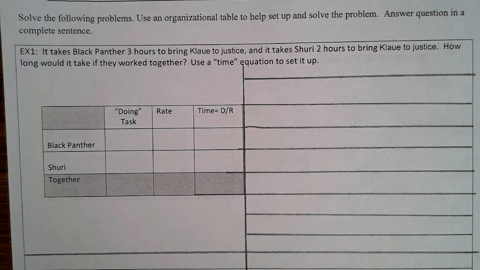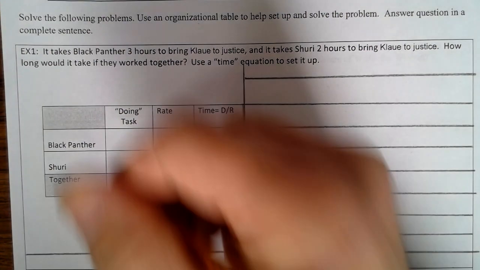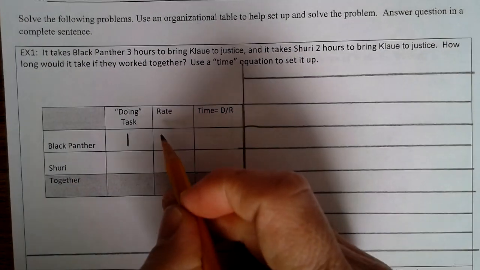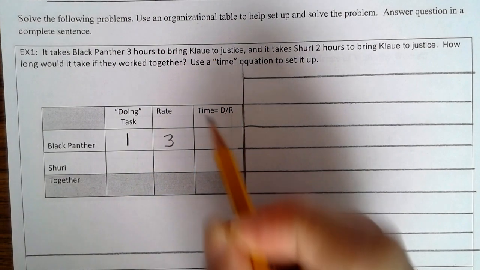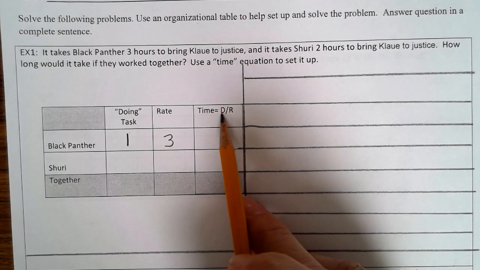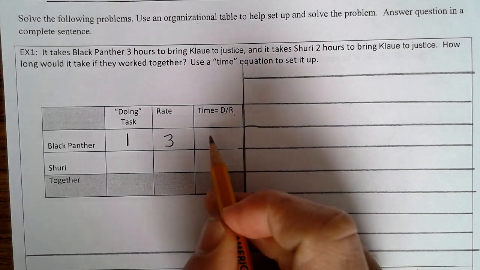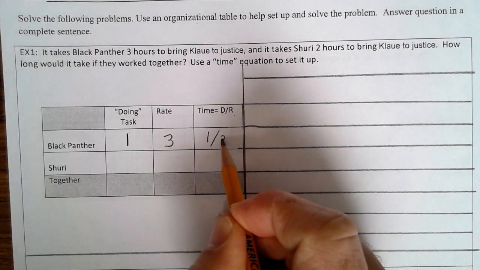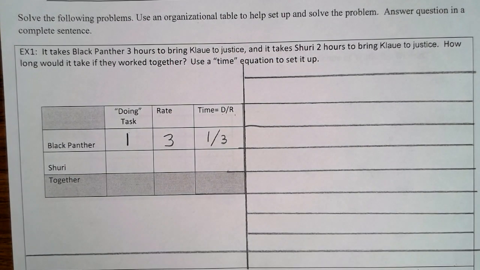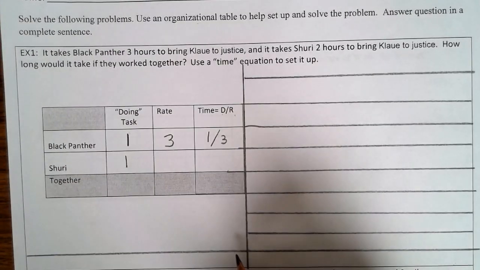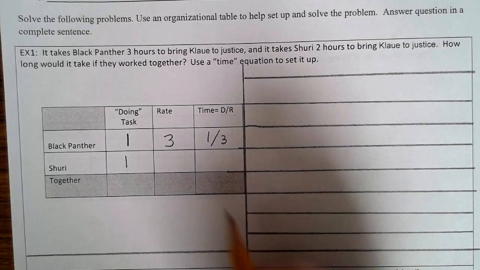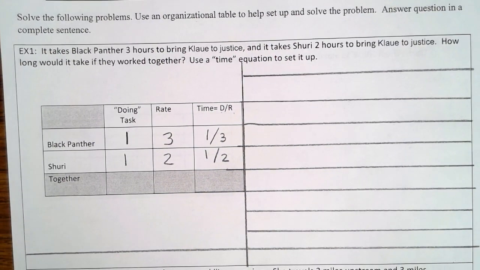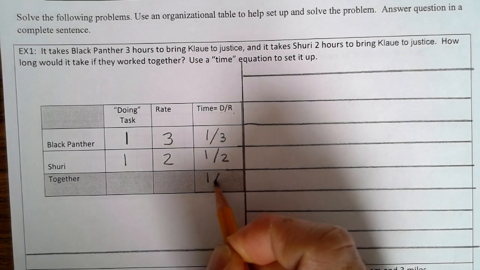All right, so step 1 is complete the table. So the first thing is the task is 1. Bring Claw to justice, okay? The rate, it takes Black Panther 3 hours. Now, the time is the doing task divided by rate. So that's 1 divided by 3, okay? Now, again, it's one task for Siri to bring Claw to justice. It takes her 2 hours, so the rate is 1 divided by 2. So together, it would be 1 divided by x.